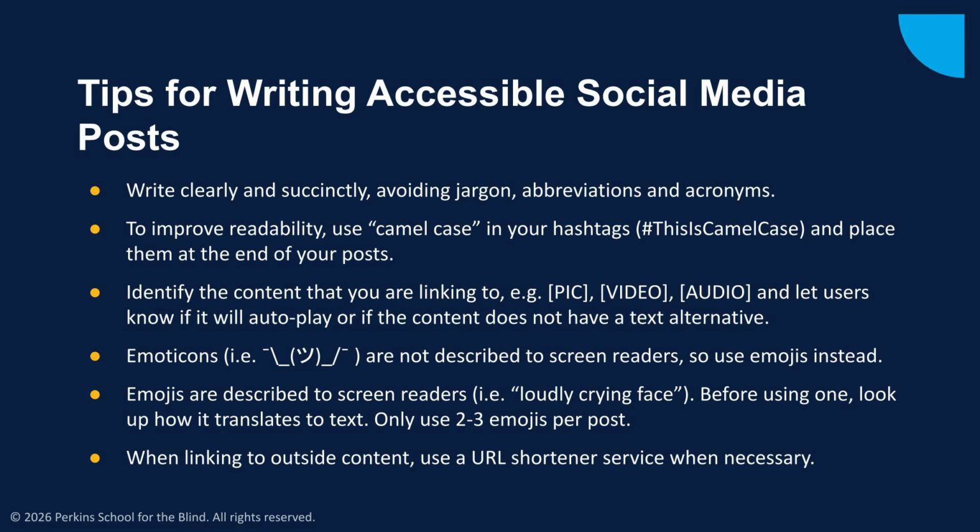When you're linking to content, identify what kind of content it is. Is it a picture, a video, audio? Let users know and mention whether it will autoplay. This helps people make informed decisions about whether to click.